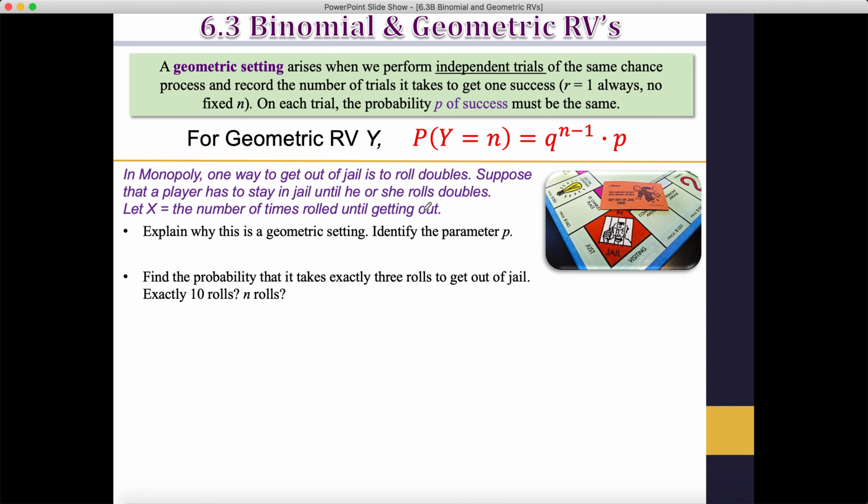Speaking of which, in Monopoly, one of the only successful ways to get out of jail is to roll doubles. I don't know if anyone plays that way or if that's a house rule or whatever. But suppose a player has to stay in jail until he or she rolls a double, and we'll let X be the number of times rolled until we get a double on the die. So we should first identify why this is a geometric setting, and then identify the parameter P. Well, this is a geometric setting because we keep rolling our 2 dice until we end up with our first success. A success being defined as rolling doubles on the dice.